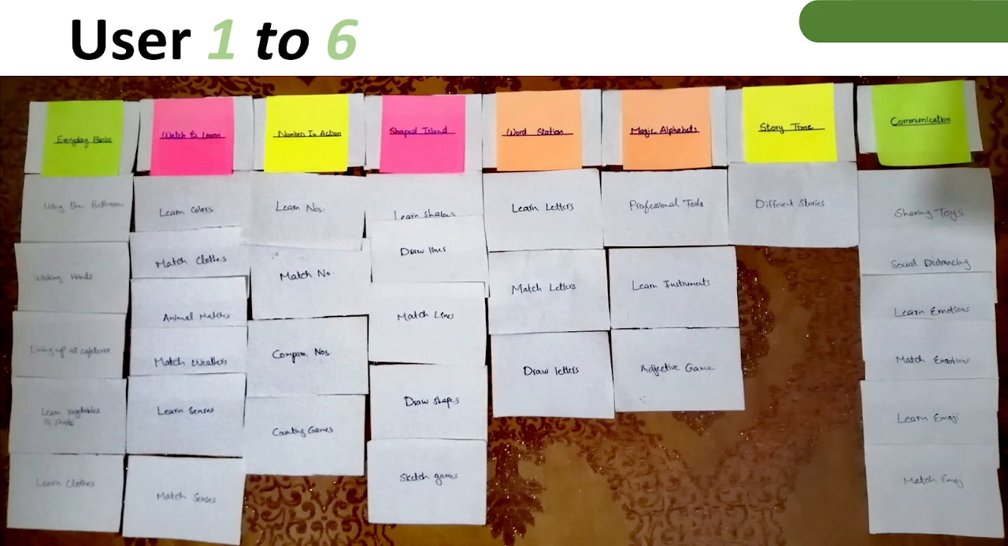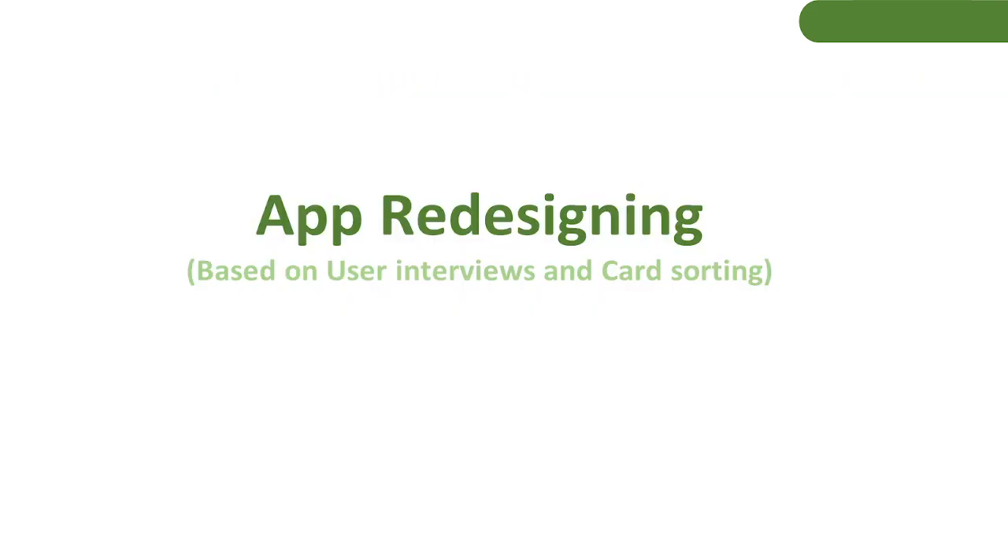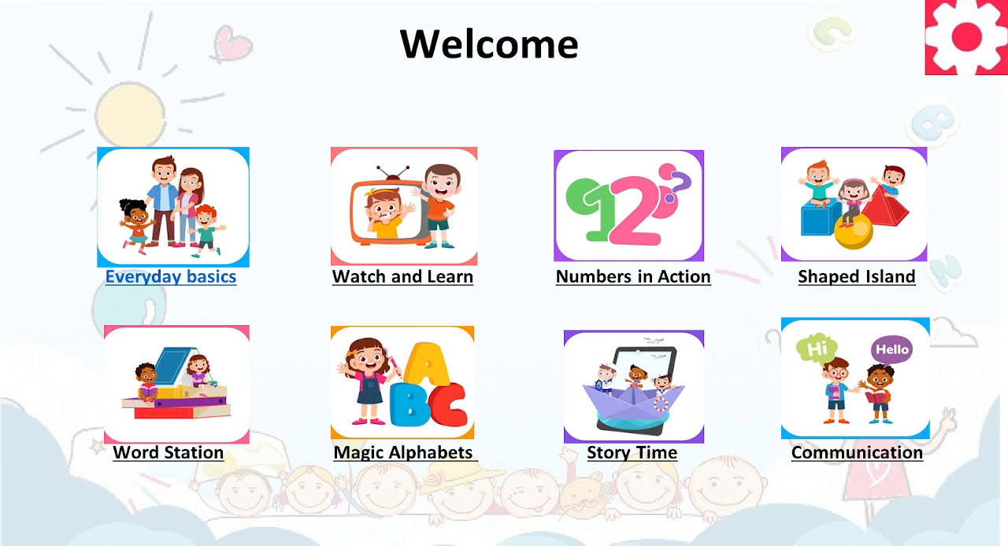You can see that. Now we are moving towards the app redesigning, which is based on user interviews and card sorting. Here is the interface of the redesign app, and here I have placed the menus according to card sorting results. In the existing interface, the settings menu was hidden, and in the redesign interface you can see that the settings menu is prominent on the main home screen.